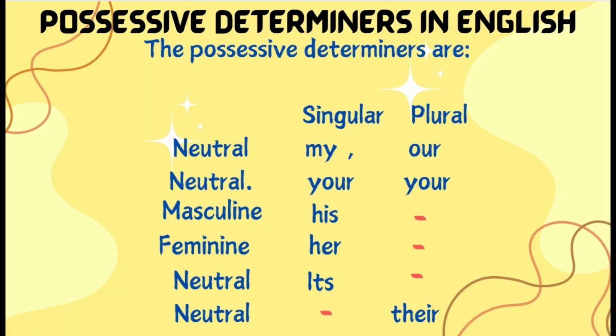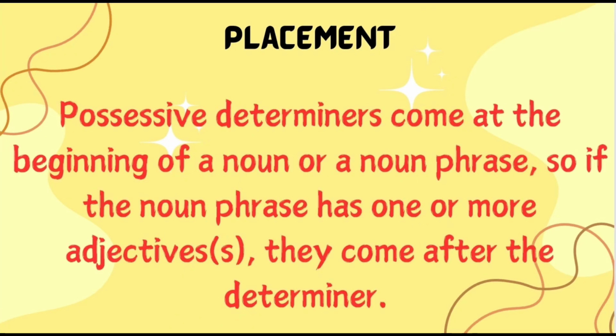Now, let's understand them more with the help of the given table. You can see in this table, my, your, his, her, its are used with singular nouns, while our, your, and their are used with plural nouns. Talking about the position of the possessive determiners, they come at the beginning of a noun or a noun phrase. So if the noun phrase has one or more adjectives, they come after the determiners.